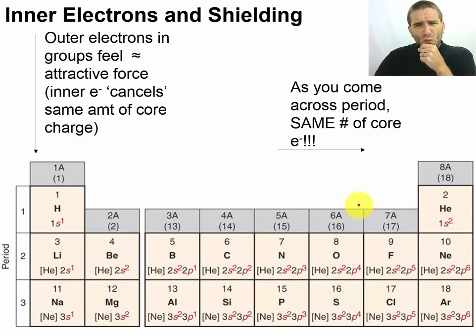Well, let's think about what the effective nuclear charge is going to be in these. In these cases, as this one electron looks inward, there's no electrons in the way. It'll see all +1. Same thing with this helium. As it looks inward, it's going to see all +2.